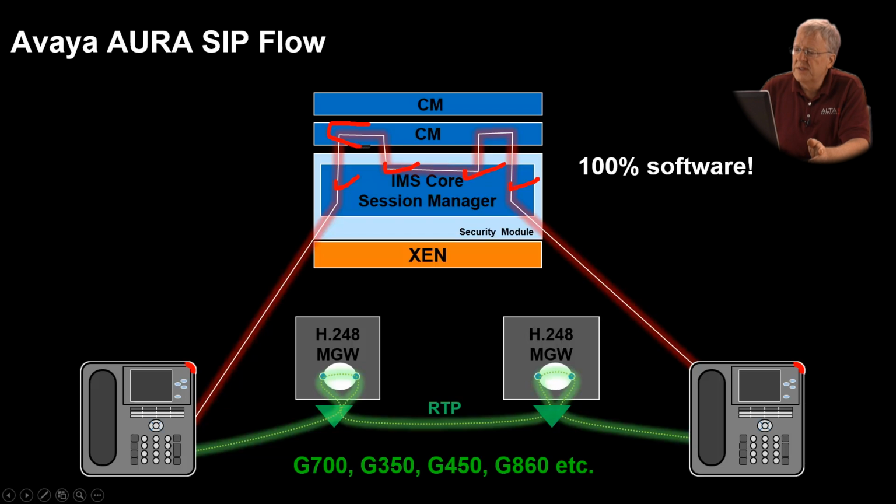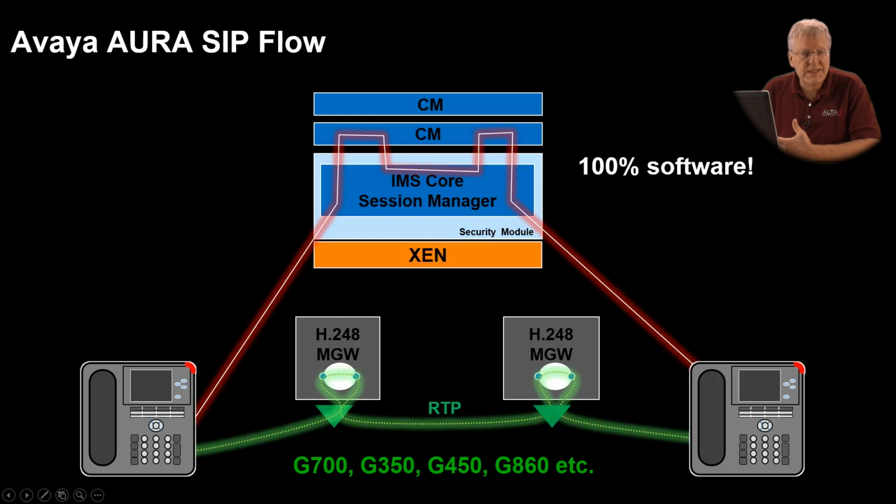The feature services, even if you're running in evolution server mode, are handled by the communications manager. We're not going to put the feature servers in the IMS core. Notice that there is a little blue surround that's surrounding the IMS core, the session manager. That's security module. You actually can't connect direct to session manager. That would be a security issue. So whenever you go in or out of session manager, it's actually security module that you'll see first.